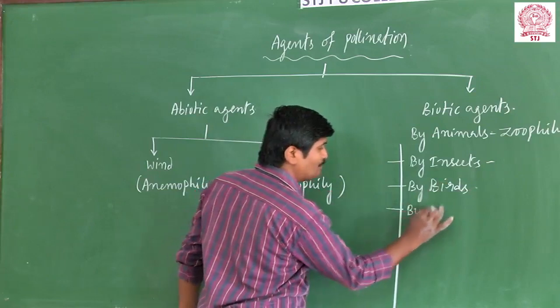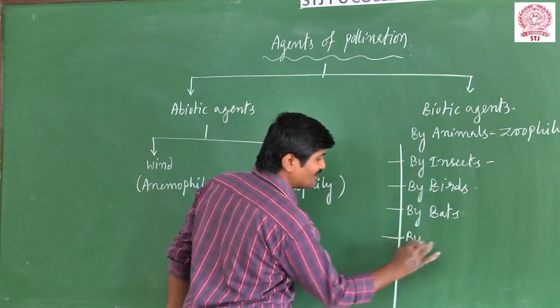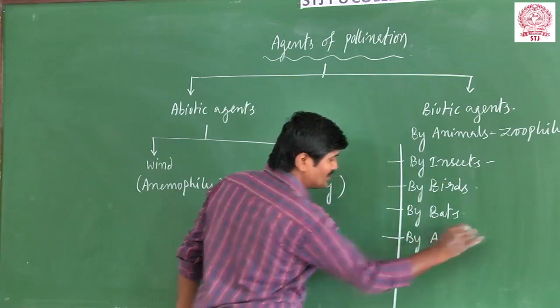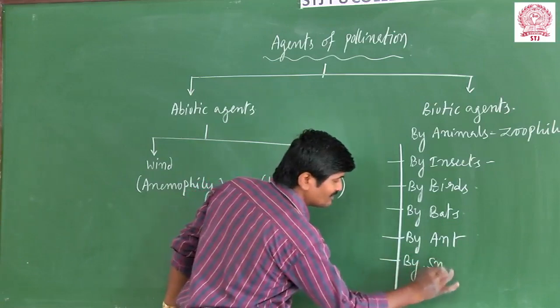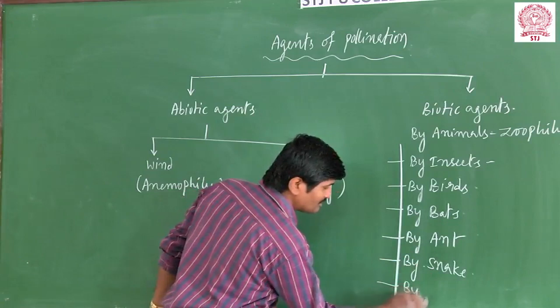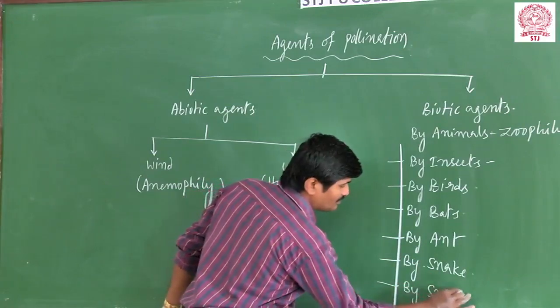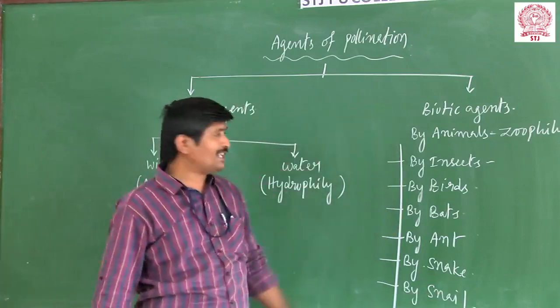By bats. By ant. By snake. See, these are the different biotic agents.